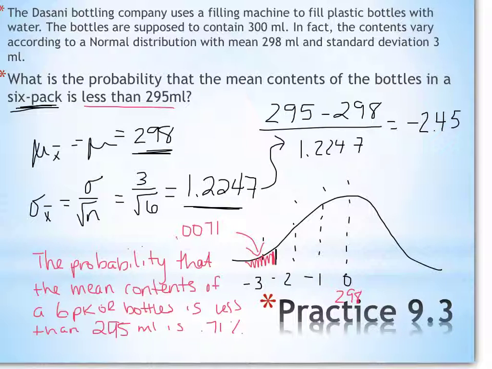Now think about it. For one bottle, the probability of one bottle being less than this amount, less than 295, was about 16%, which is a higher probability than having 6 bottles. Does that make sense? Yeah. If I was to choose one bottle, it's more likely that I pull out one bottle that has less than 295 milliliters. But if I had 6-packs, and I pulled out a whole bunch of 6-packs and found the means of those, it's not as likely to get a mean of 295 milliliters. It's less likely to happen because I have more bottles.